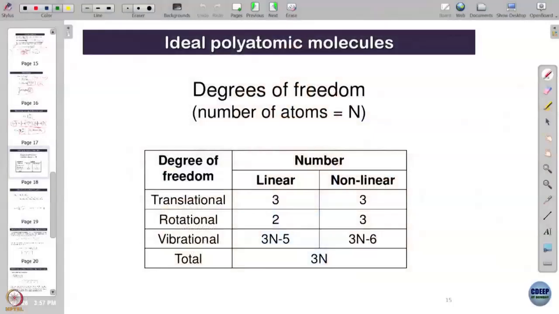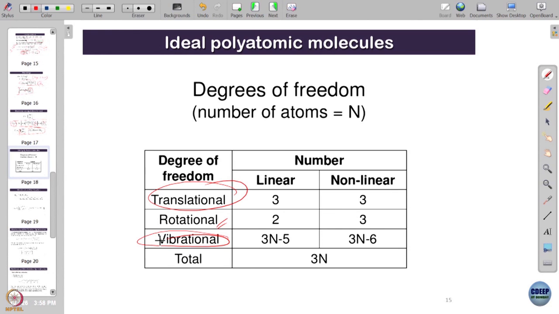Now, many of the systems that we are interested in, like water, ammonia, alcohols, they are all polyatomic molecules. And polyatomic molecules have characteristics which are quite different from that of diatomic. The reason is that the polyatomic will have now, in addition to translational degrees of freedom and rotational degrees of freedom, vibration, which is many more now.